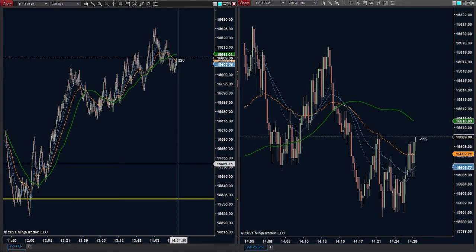But that's going to be the difference between tick charts and volume charts. They both display, obviously, the same market, but they display it in just a little bit of a different way.